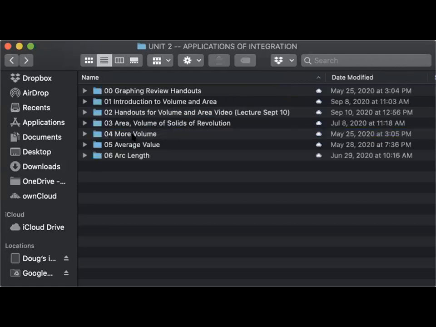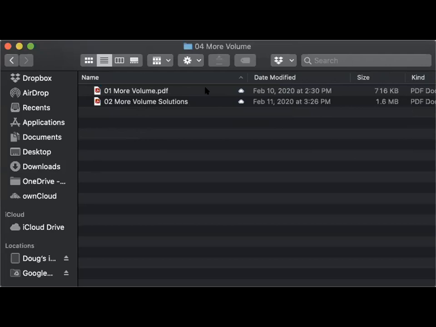And then more volume is something we're going to start talking about at the end of class today if we have time. And if not, that's going to be tomorrow's topic. But that is actually different from what we've been doing. It's still volume, but it is a little bit different. And so we're going to look at those problems either at the end of class today or during class tomorrow, depending on time. But you have solutions to that as well.